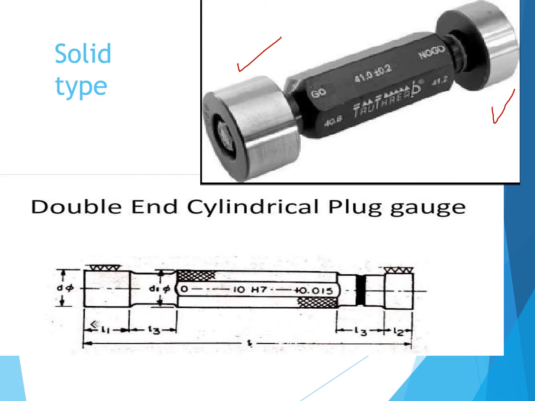So you can see one example here, which is a double end cylindrical plug gauge. It is nothing but an example of a plug gauge. So you have two dimensions here, one side and the other side. One side you have go, another side you have no go.